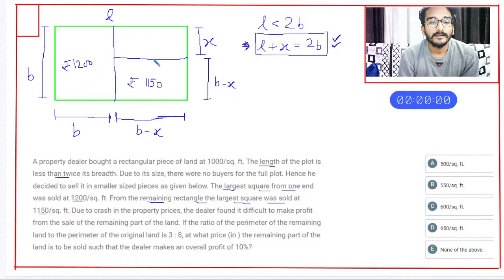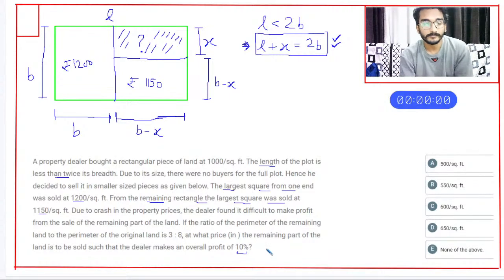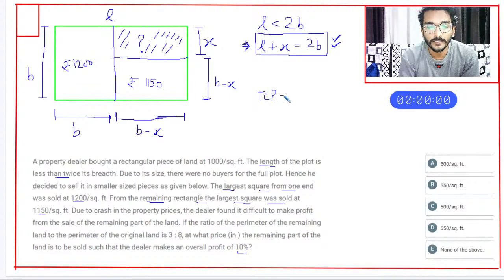Now, we have to find what is the rate of this particular plot. At what rate should I sell this one so that I will gain a profit of 10%? This was the question. Okay, so let's just find the total cost price. Total cost price can be found by taking the original length, original breadth. This is the original. This is the total cost price, which was bought at 1000 per square feet.